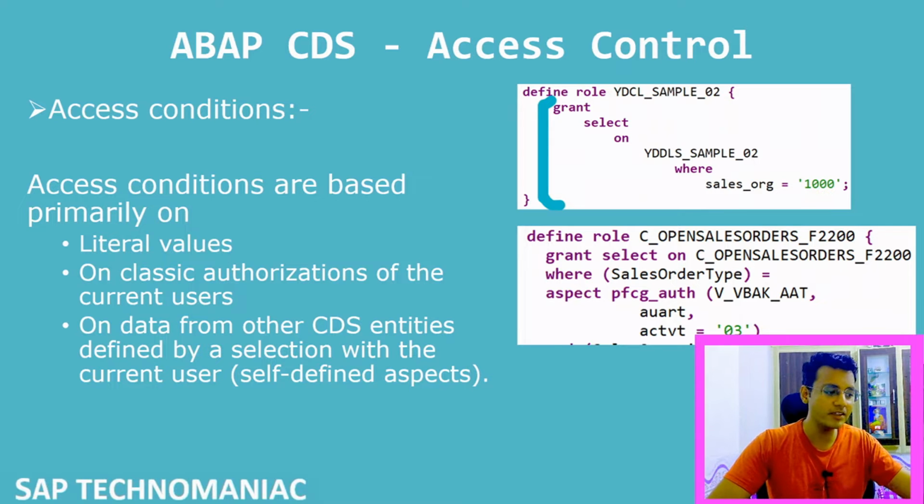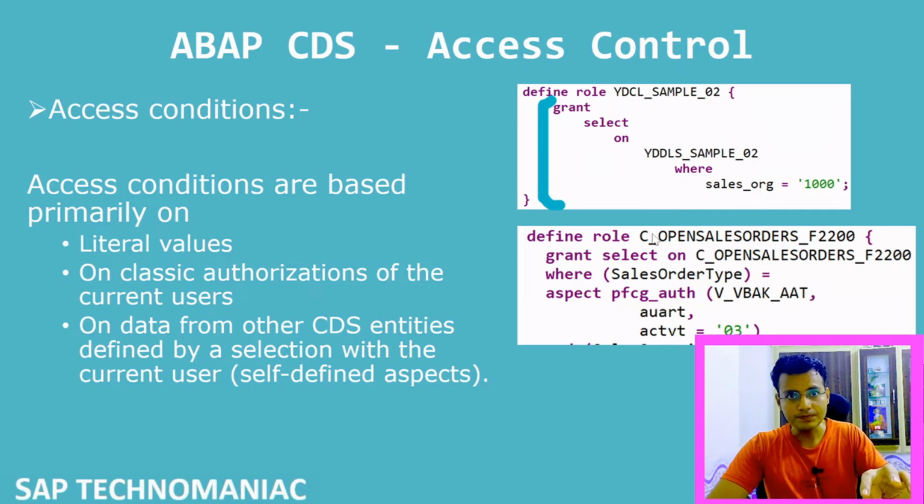This is for this particular CDS, whoever accesses it, it's not user dependent. Whoever accesses it will get the data only from the 1000 sales org, not from the other sales orgs. This kind of restriction we can put using what is called a literal, so literal values we can put. So in the define role, we will use grant select on, we will define the CDS entity here, and we will put the where conditions.